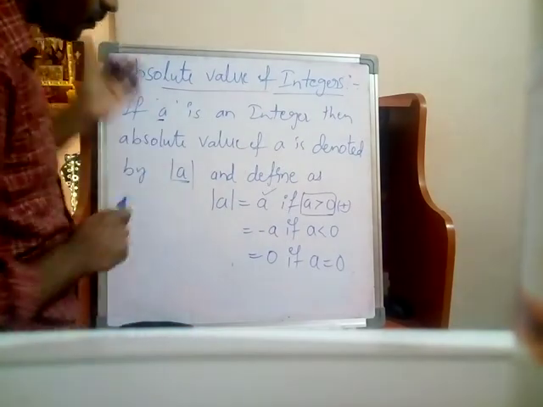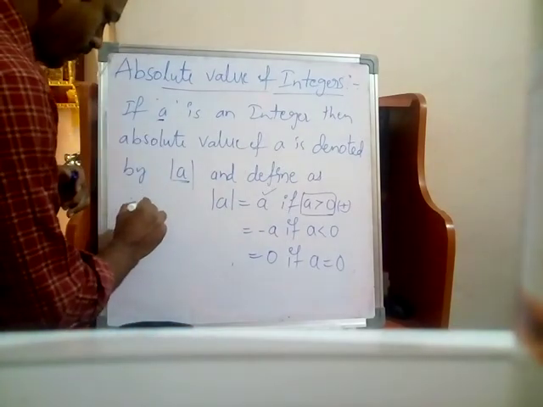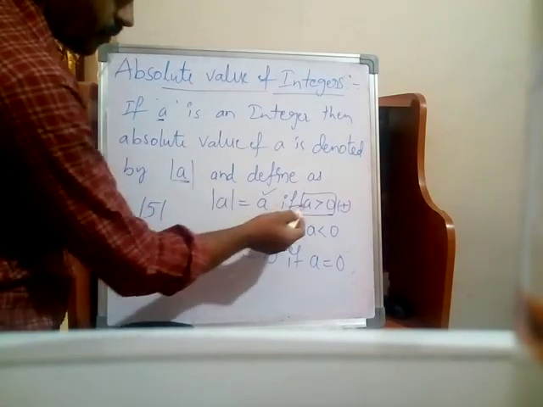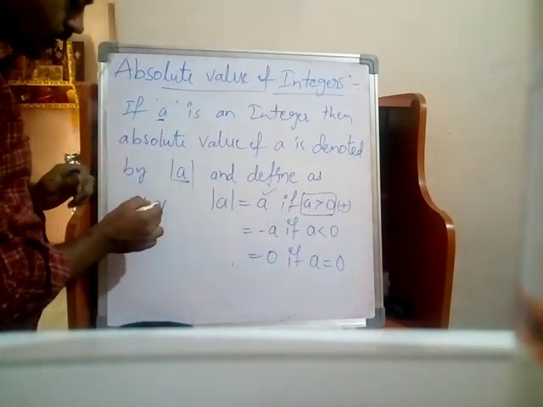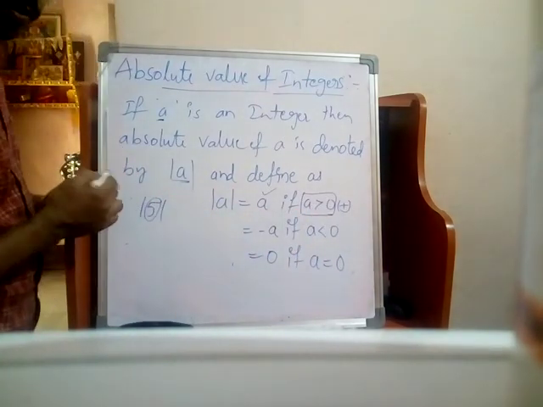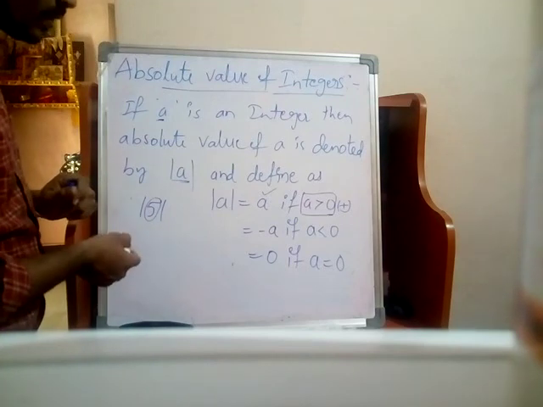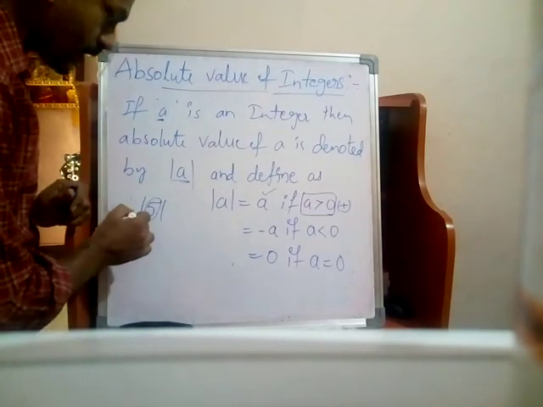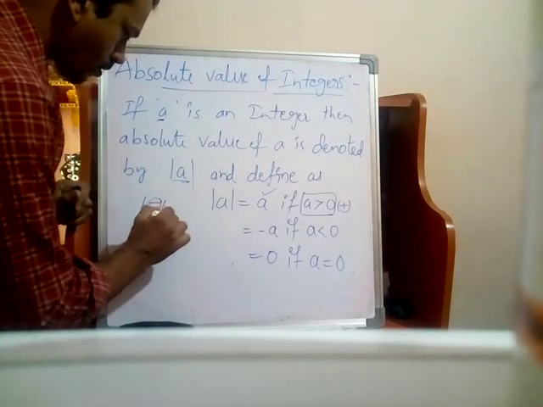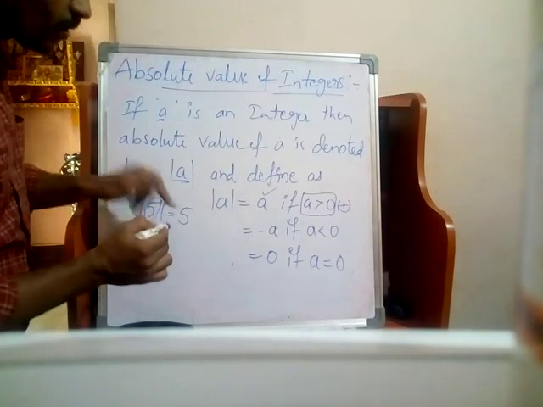Means modulus of 5. So here a is equal to 5. So a is a positive integer, means this is more than 0. So greater than 0, 5 is greater than 0. So that is a positive. So in this case, modulus of a is equal to a only. So modulus of 5 is equal to 5 only.